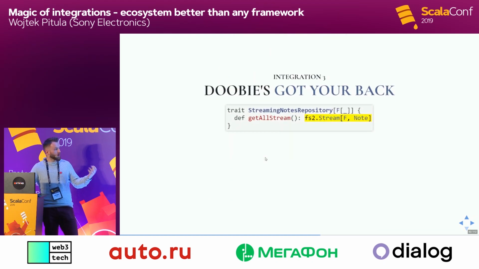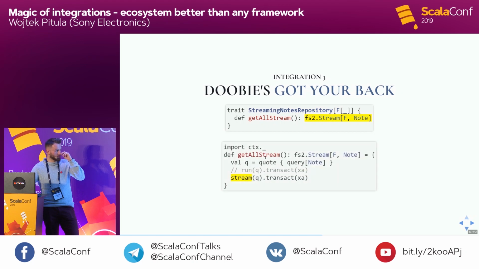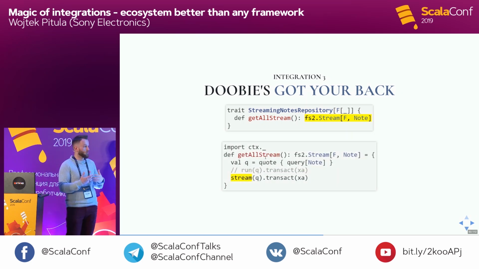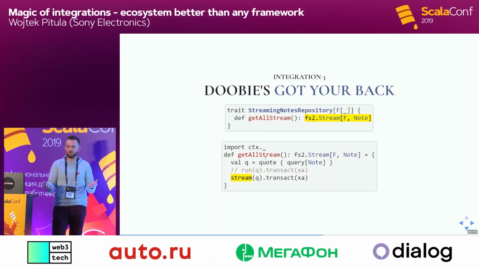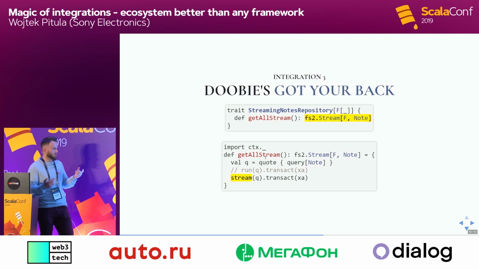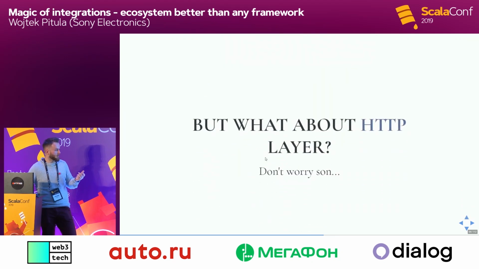So how to use that? First, we need to do this on the database level. And this is simple, because Doobie is built on top of FS2. When you need the stream, you just replace run with stream, and that's all you need to do. Our old F of List of Node became Stream F of Node, and that's it.